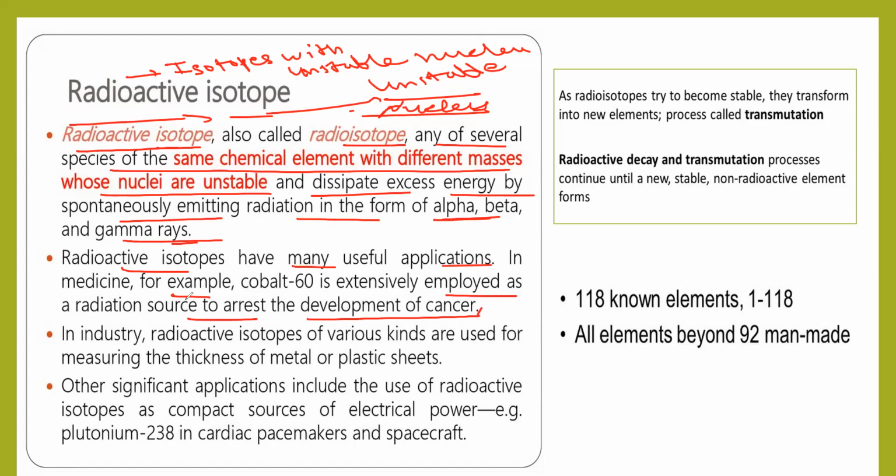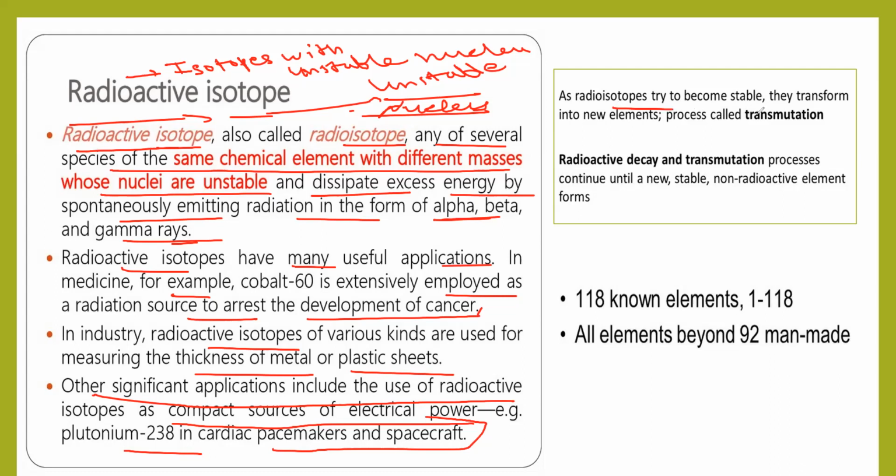So radioactive isotopes have a huge application, especially in medicine. For example, cobalt-60, which is used for cancer treatment. In industry, radioactive isotopes of various kinds are used for measuring the thickness of metal or plastic sheets. So if you want to measure the thickness of metal or plastic sheets, then we have to go for radioactive techniques. Other significant applications include the use of radioactive isotopes as a compact source of electric power, like plutonium-238 in cardiac pacemakers and spacecraft. So this plutonium-238 is used for cardiac pacemakers and spacecraft.